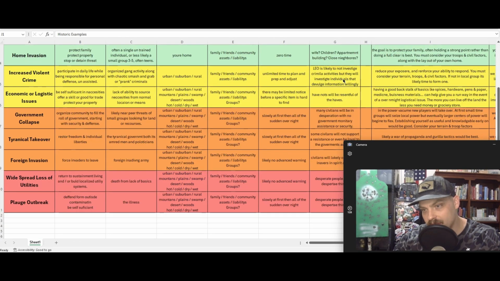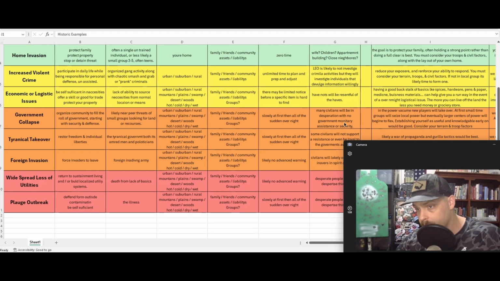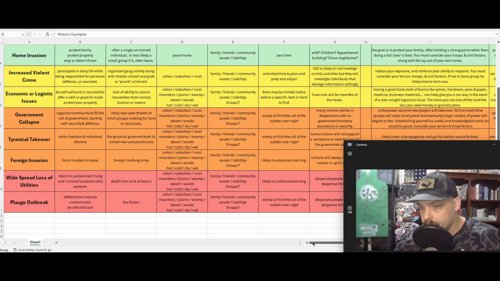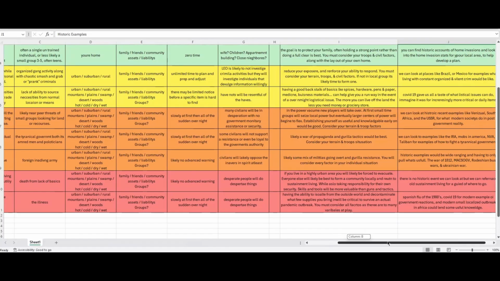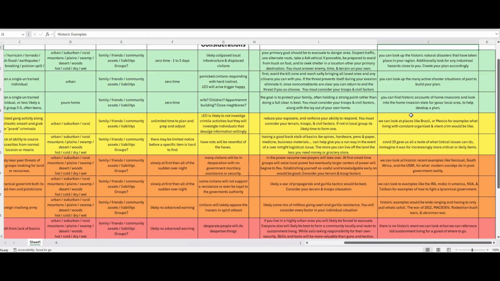All right, civil considerations. Many civilians will be in desperation with no government, monetary assistance, or security. Conclusion. In the power vacuum, new players will take over. At first, small-time groups will seize local power, but eventually larger centers of power will begin to flex. Establishing yourself as a useful and knowledgeable individual early on will be good. Consider your terrain and troop factors.